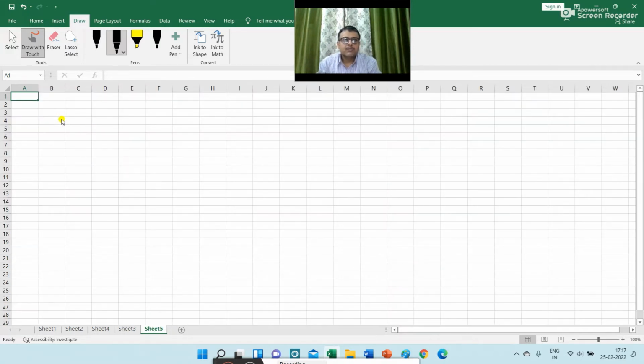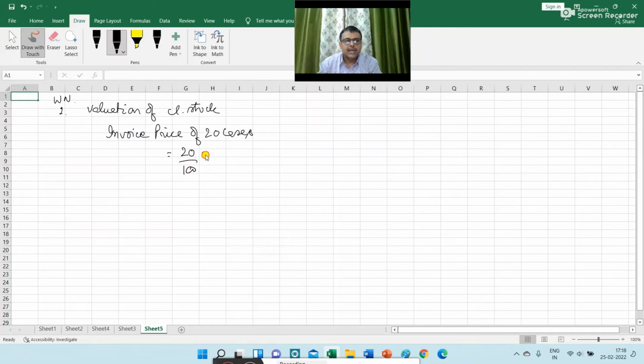Now we have to value the amount of closing stock. Here I am doing a small working and I am writing working note number 1, valuation of closing stock. It is said that 100 cases of milk has been consigned to Dhaka, and out of 100 cases, 80 cases were sold by consignee. So 20 cases were remaining with consignee. So invoice price of 20 cases is 20 by 100 into 10,000 rupees. So this is rupees 2,000.